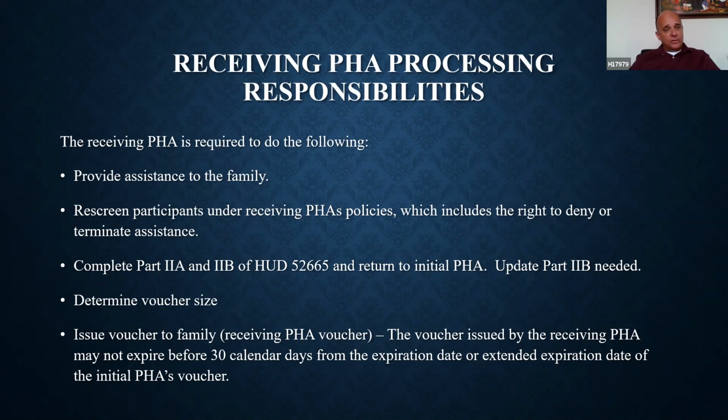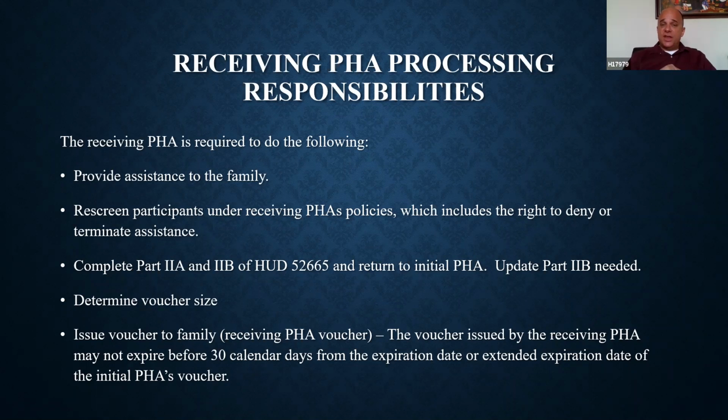We talked about this a little bit earlier. I showed you the portability form. Receiving PHA will complete parts 2A and 2B of the form and return the initial PHA. Every time that there is some kind of a change to the billing, or if there's a change in unit, sometimes a family may move within the receiving PHA's jurisdiction. The receiving PHA must inform the initial PHA, and part of doing that is sending this Part B form back.